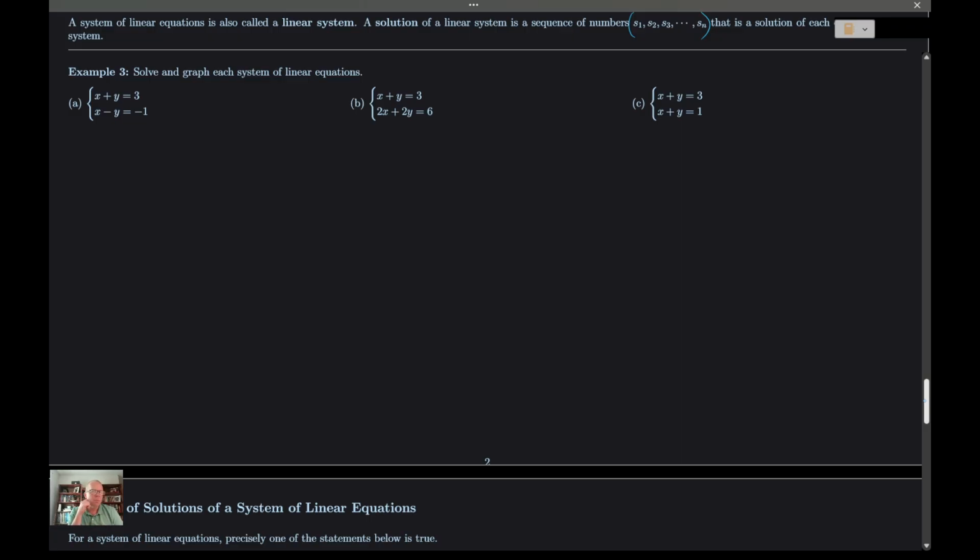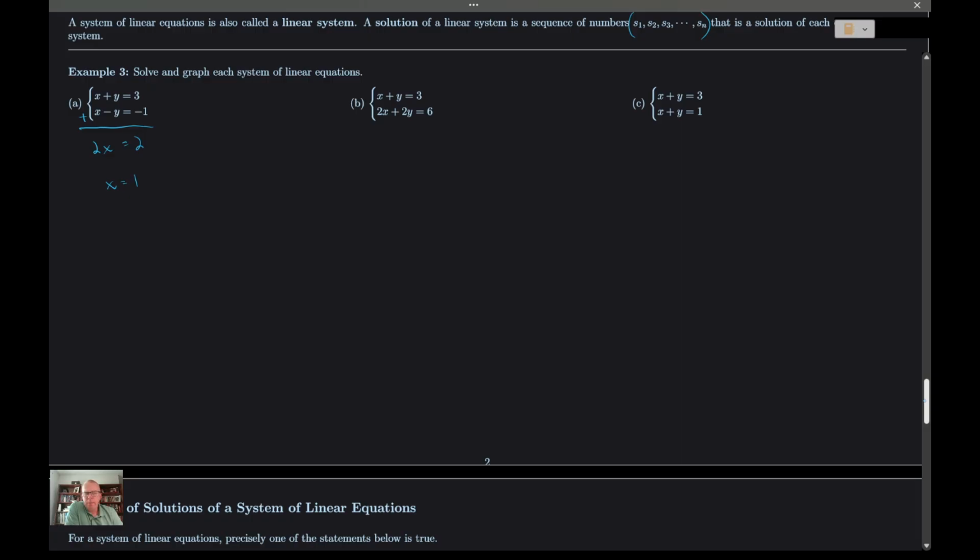So let's look at this first one. So you have x plus y equals 3, x minus y equals negative 1. So one way to solve this is, if you notice, we have the plus y and the minus y. So we can add these two equations. So let's just add this equation plus this equation. So we get x plus x is 2x. Y minus y will go away. 3 minus 1 is 2. So that gives us that x equals 1.